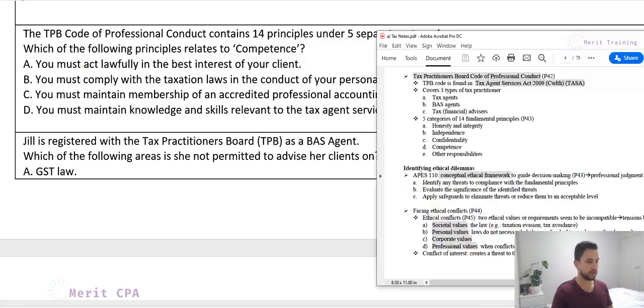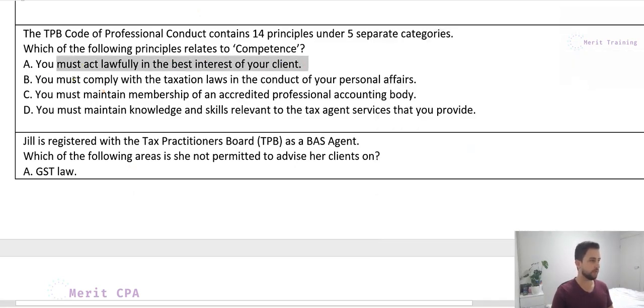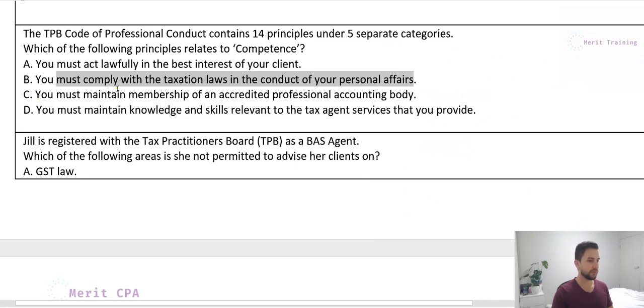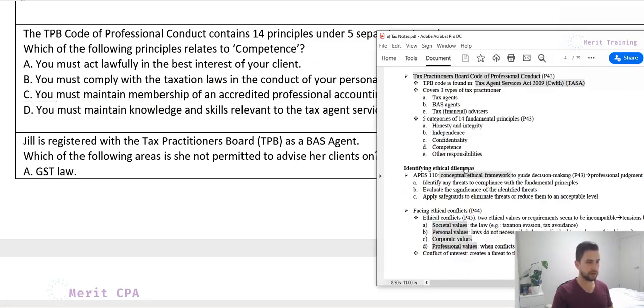So lawfully, not really competence, it's more about integrity. Comply with taxation laws. Again, that's more about integrity, making sure you're doing the right thing. So that would be, what the laws are, but you're doing the wrong thing. So that's integrity. You must maintain membership of an accredited professional accounting body. So I mean, to an extent, that's correct.